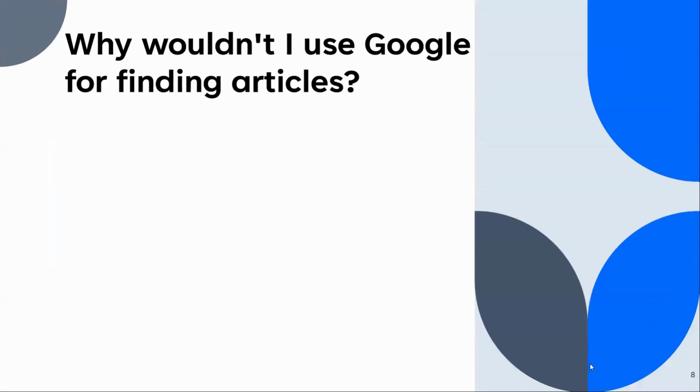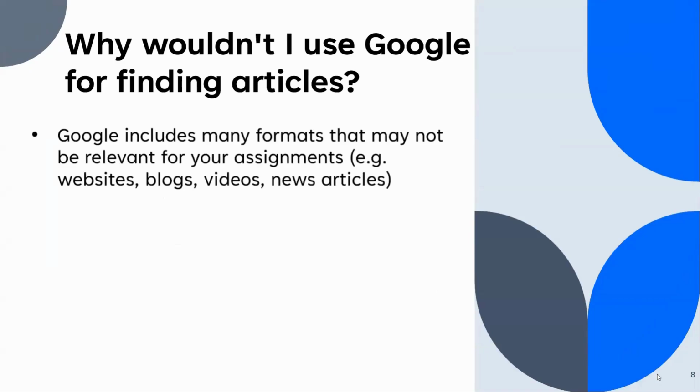Okay, so one question that comes up a lot from students is, why not just use Google for finding articles, especially if you're doing background reading and you used Google to find a couple of sources through your background reading already? So there's a few different points that you can consider. So I've just listed out a couple here. There's definitely more, but these are a few things that I share with students when they come to me with questions like this. So first of all, Google has many different formats that might not be relevant.